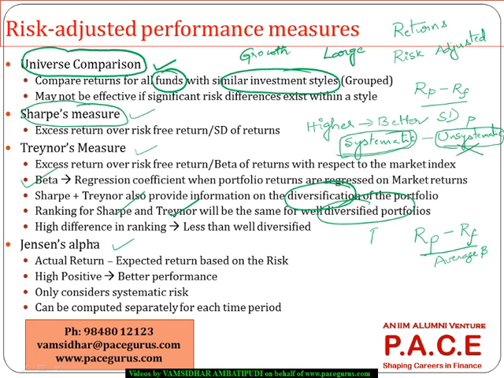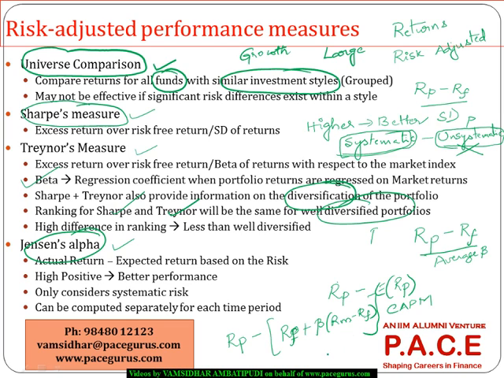Then the other thing is Jensen's alpha. Here we are talking about the actual return on the portfolio minus the expected return on the portfolio. And the expected return comes from some kind of risk assessment model, the most common one being the capital asset pricing model, which is the risk-free rate of return plus beta times RM minus RF. This is the CAPM-based expected rate of return formula.